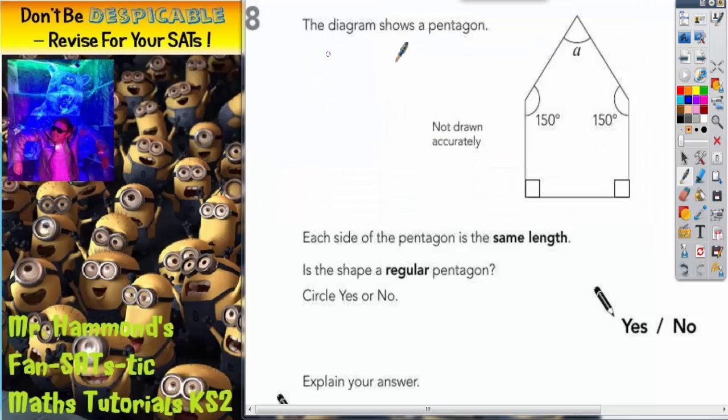Question 8. The diagram shows a pentagon. It says each side of the pentagon is the same length. Is the shape a regular pentagon? Circle yes or no. Well, this question all boils down to our understanding of this word regular.